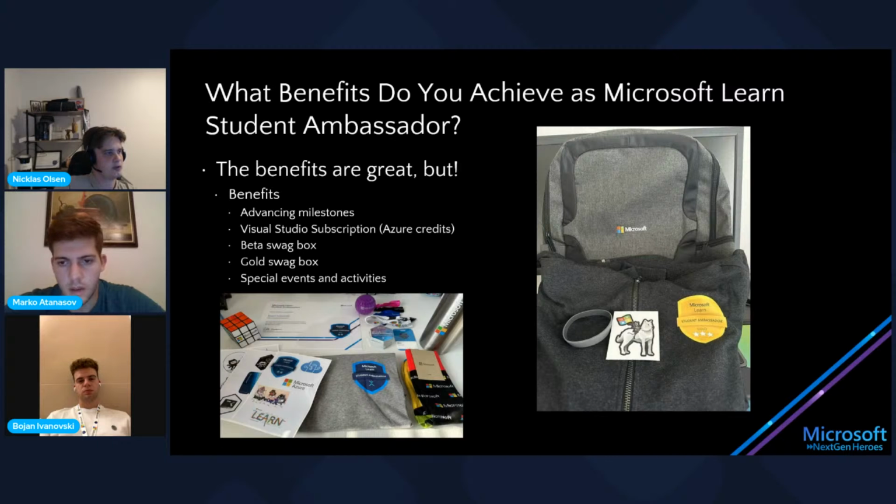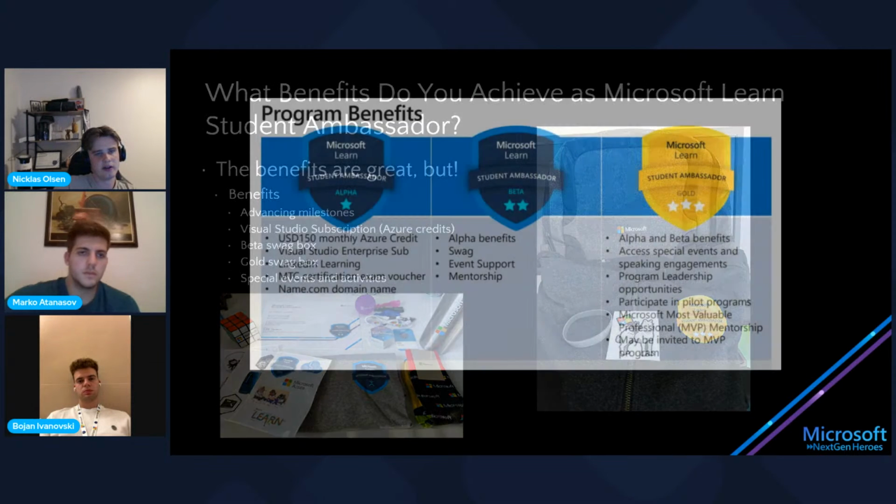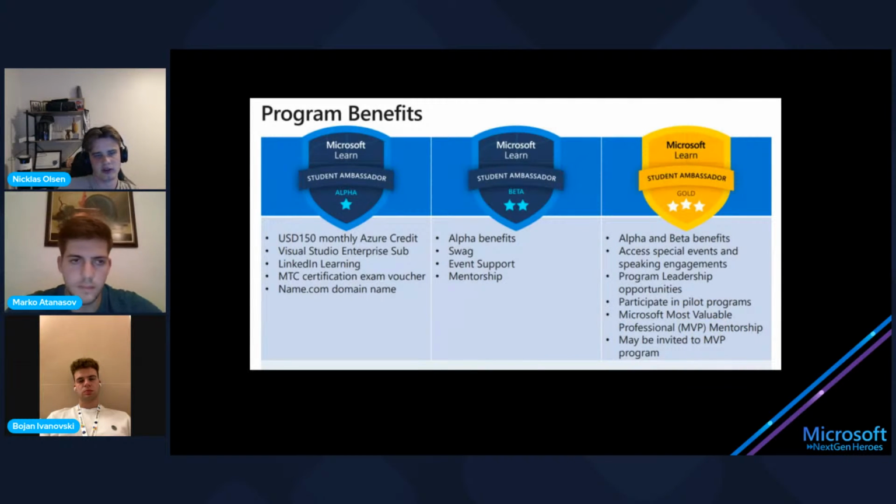In order to give you an idea about where the different benefits are placed in the milestones, you can see that at the alpha milestone, you will receive the 150 monthly Azure credits. You will also receive the Visual Studio Enterprise subscription, LinkedIn Learning, and then a student ambassador mail address. In the beta milestone, you will of course receive all the alpha benefits, but you will also receive the beta swag box as I showed you earlier. And then you will receive event support, and you will get the opportunity to attend the mentorship program as well.